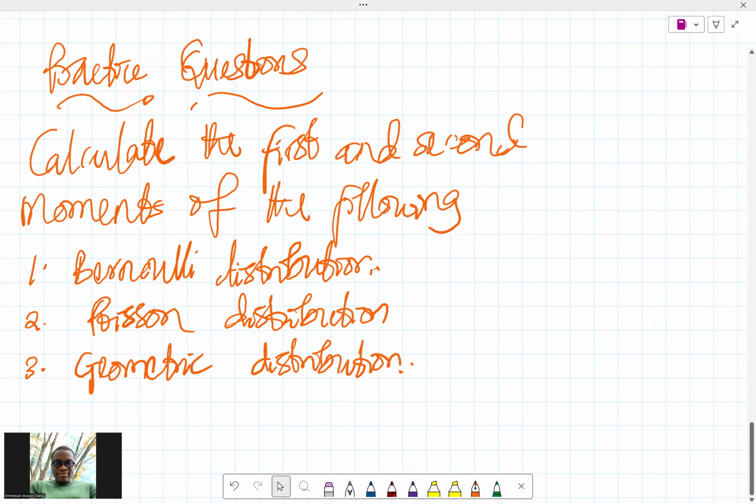So with this, we come to the end of this one, which is about the probability generating function for geometric distribution.